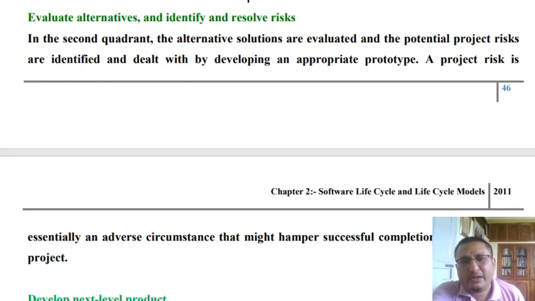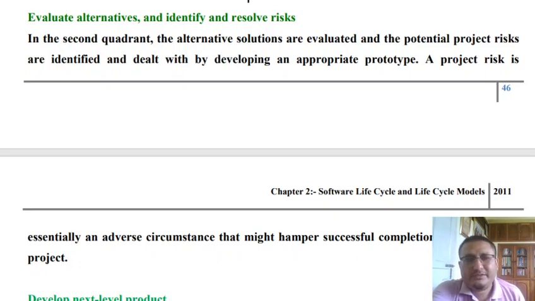Risk can be categorized into three different categories: project risk, technical risk, and business risk. Project risk concerns issues like schedule, cost, time, resources, and so on and so forth. Any risk that is associated with these attributes is called project risk.